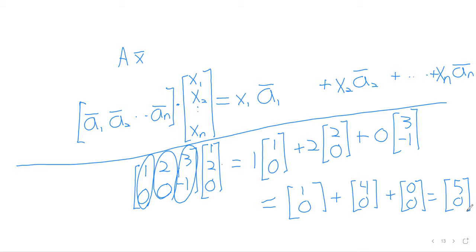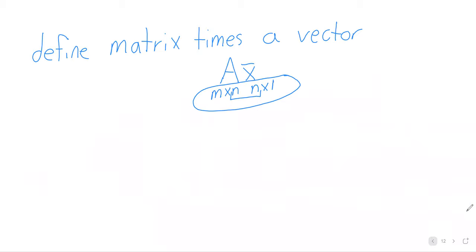Going back to when we talked about the dimension, a matrix times a vector is another vector. These inner dimensions match, so we can do the multiplication. The outer dimensions give us the dimensions of the product.